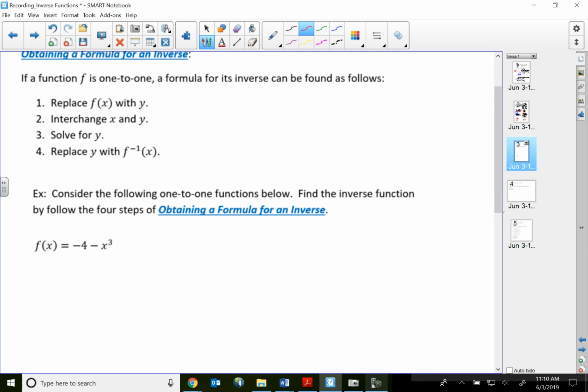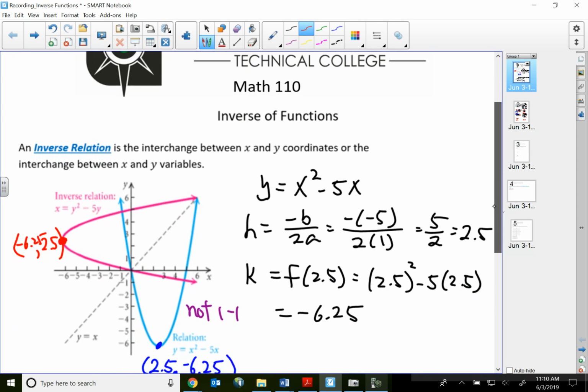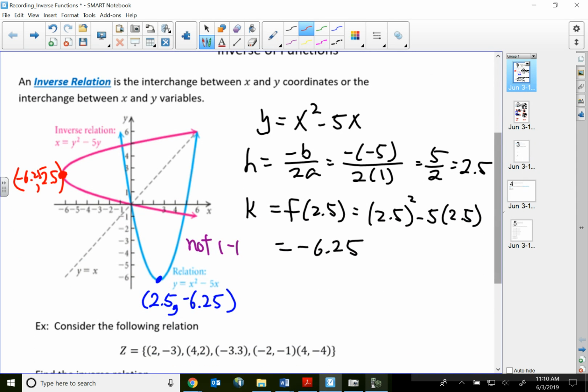Okay. Now, what happened with this parabola that is not one-to-one? Well, I can still find its inverse relation. I just cannot find its inverse function. So the inverse relation of my blue parabola is the pink one. But think about it. The pink parabola is actually not a function anyway, because it does not pass the vertical line test. So there's a difference between using the word relation versus the word function. If I don't have an inverse function, that's okay, but I can still have what? Inverse relation.